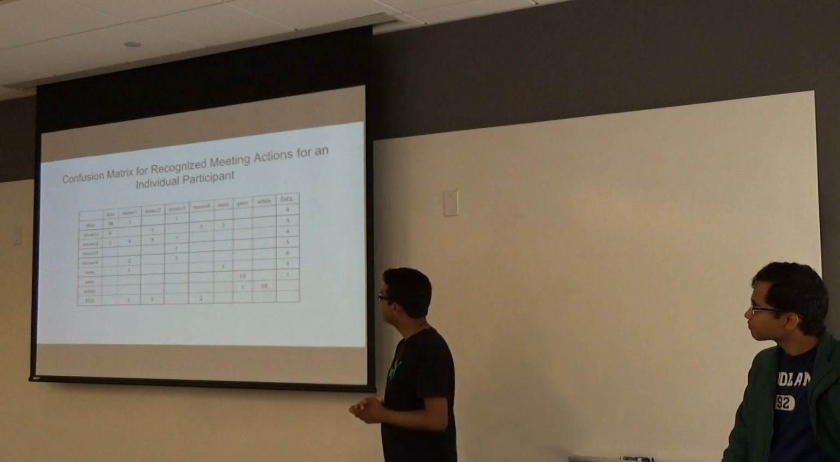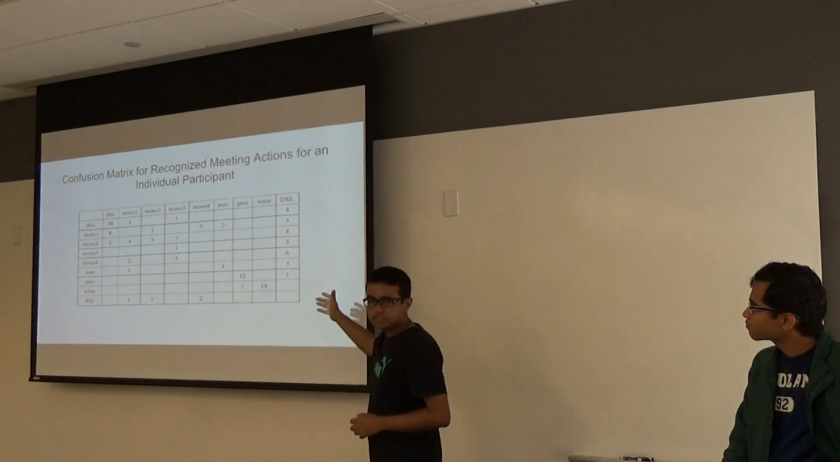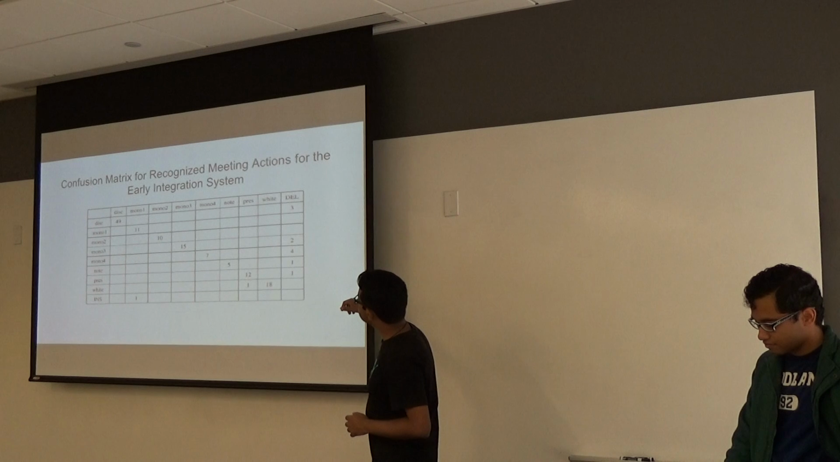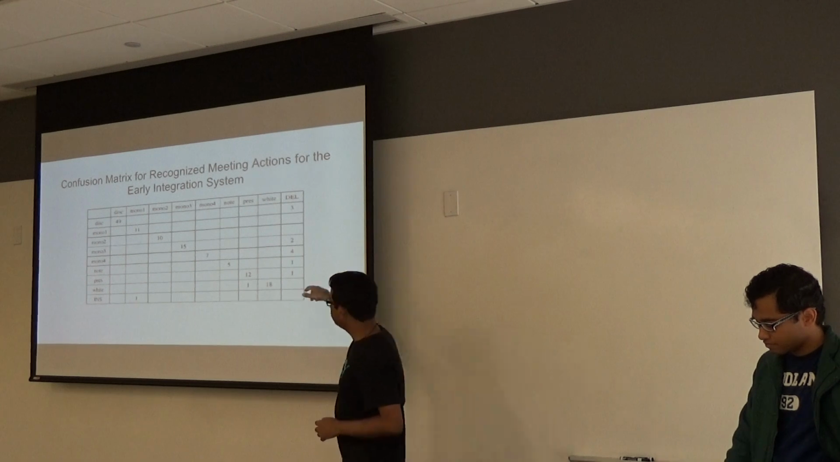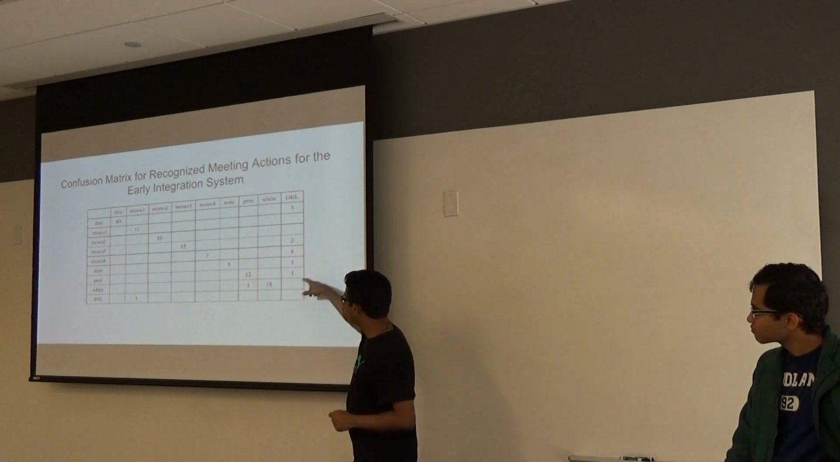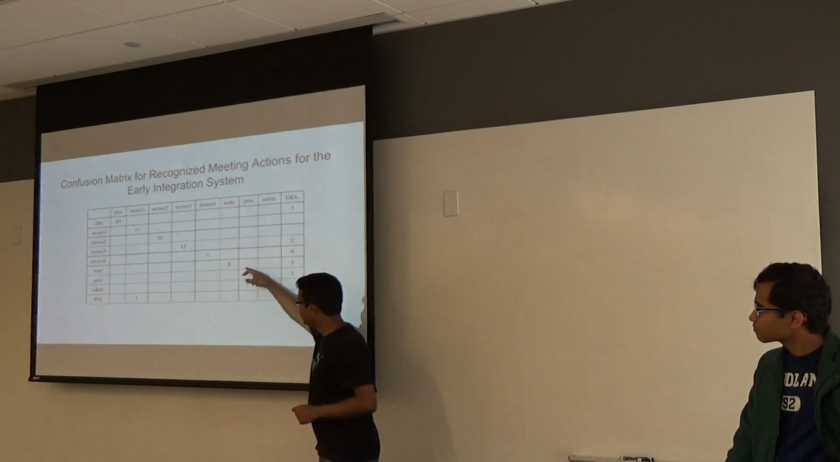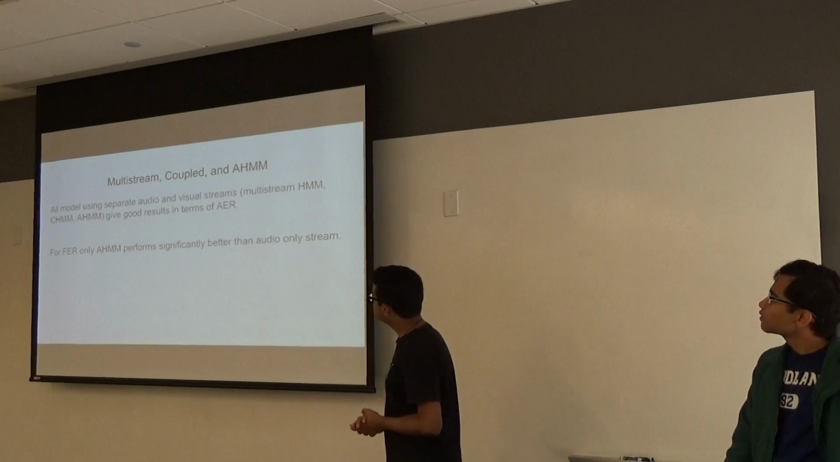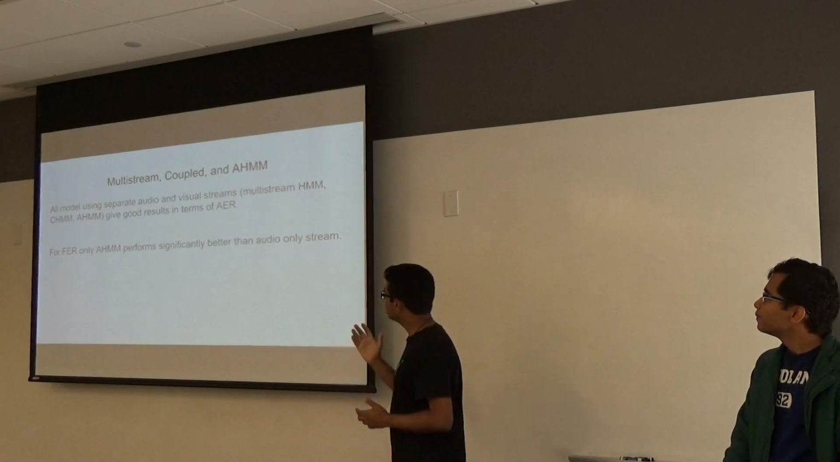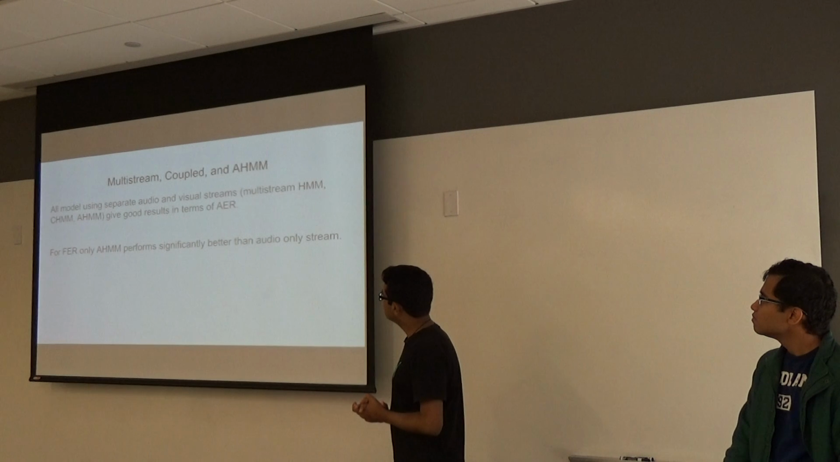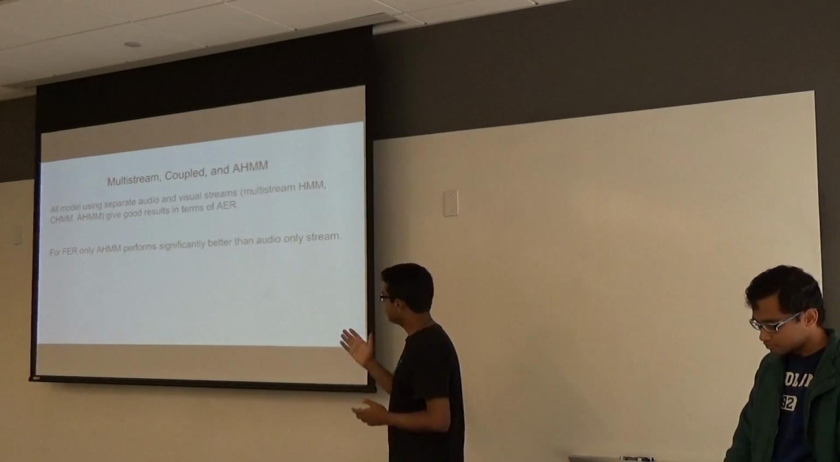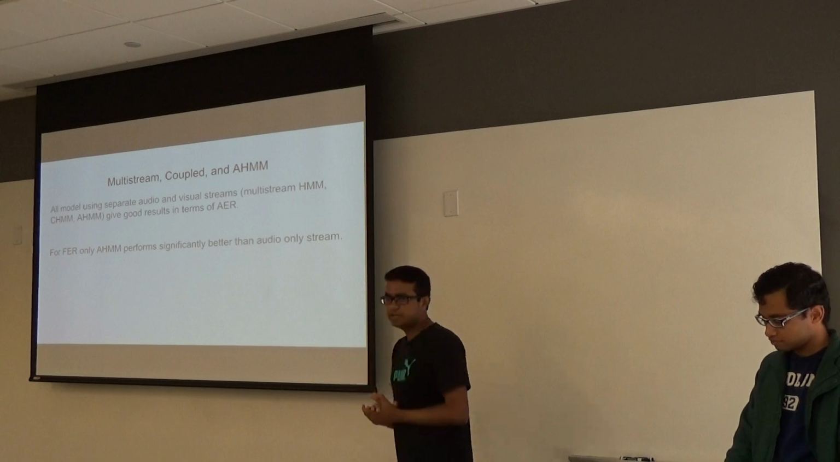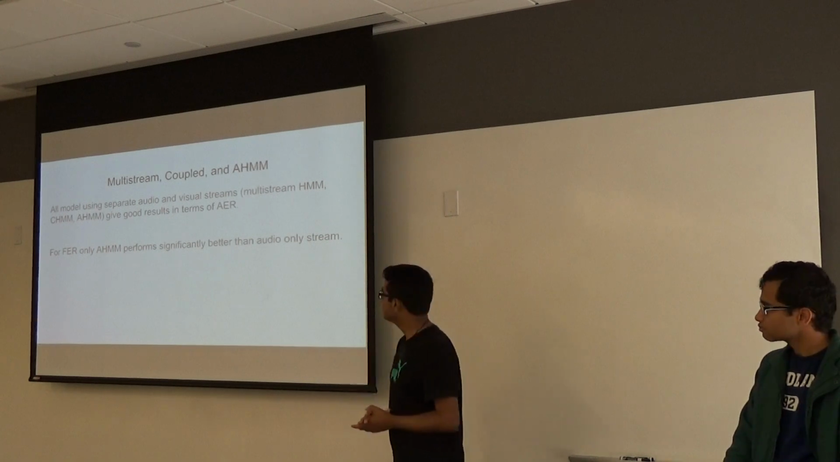Similarly, this is the result for the participant only stream, and this is the result for early integration. We can see that after early integration, we are getting much better accuracy for most of it, and it is able to identify note taking with sufficient accuracy. Similarly, the other streams do not give us good results, and only for frame error rate, H1 performs significantly better than all other ways of classification.